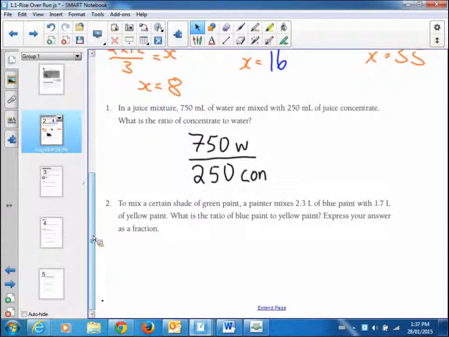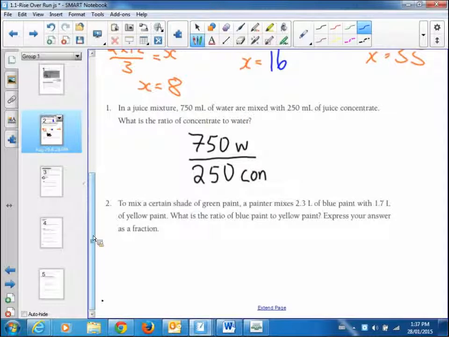Now, to mix, I'm going on to the next one. To mix a certain shade of green paint, the painter mixes 2.3 liters of blue with 1.7 of yellow. What's the ratio of blue to yellow paint? Use a fraction. Just set it up, one over the other. I don't need you to come up with any decimals. Use the B for blue and the Y for yellow. This doesn't take more than 10 seconds.